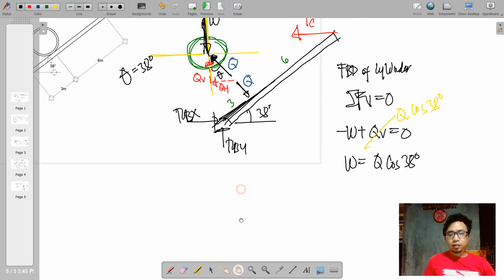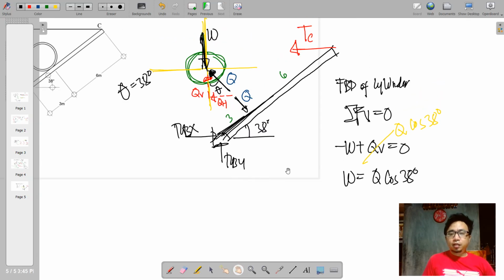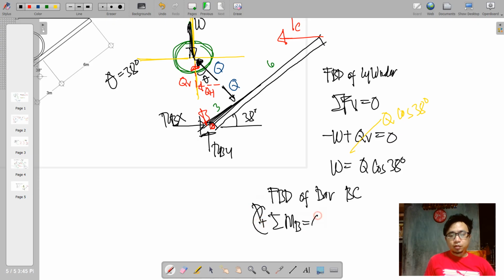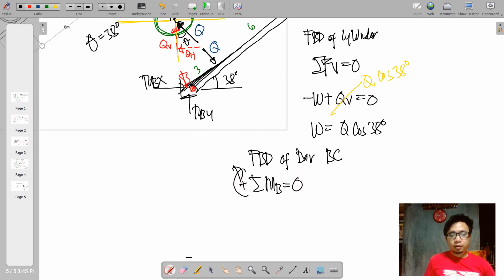And it is obvious that to relate TC and Q, we just have to take moments at B. So this is point B. So the FBD, or free body diagram, of your bar BC, we have summation of moments at B equal to 0. We have Q times 3.